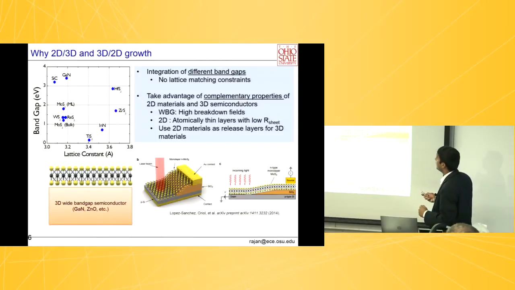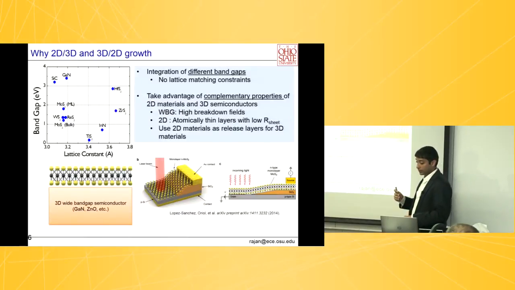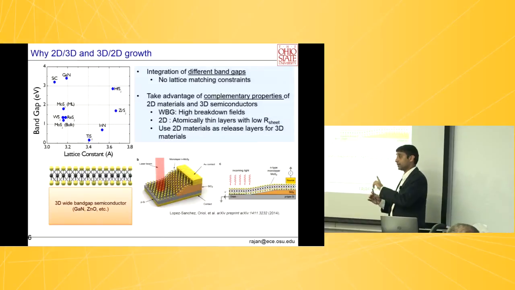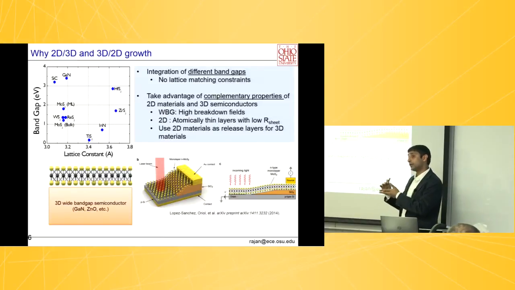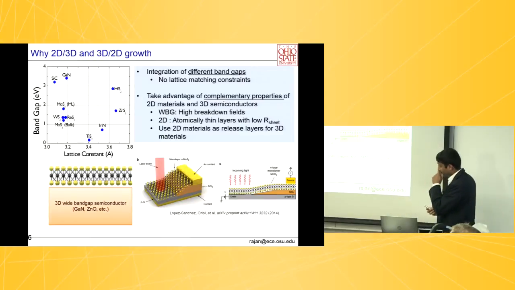And so, of course, when it comes to growth, these two issues are different. Whether you want to grow 2D on 2D or you want to grow 2D on 3D, obviously it's going to be different because in one case you have no dangling bonds, in the other case you have dangling bonds. So you have to think about how you're going to initiate the growth. And I'll talk about that a bit later.